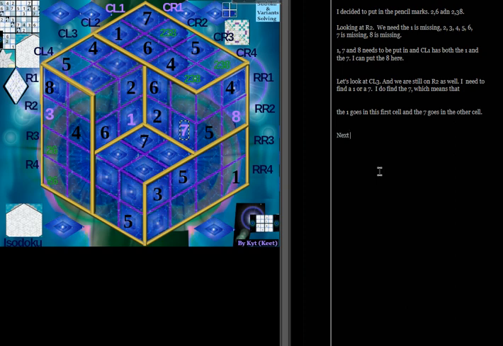Next, CL3. Counting, 1, 2, 3 is missing, 4, 5, 6 is missing, 7, 8 is missing. So 3, 6, 8 are what we need.